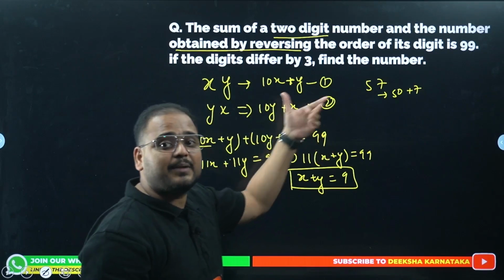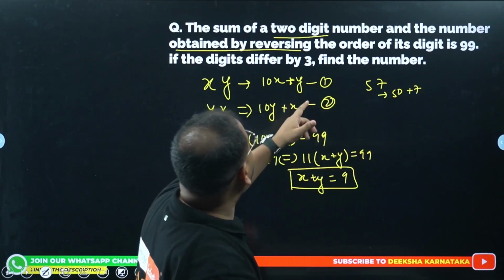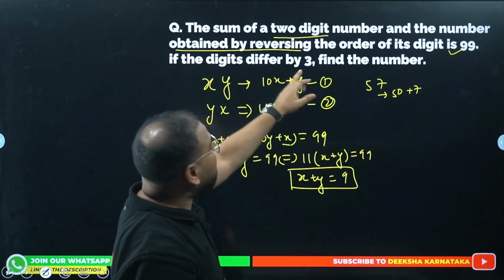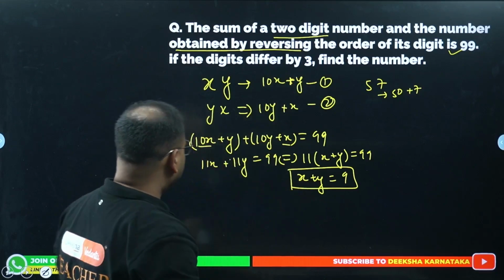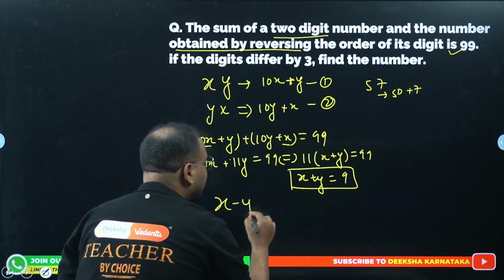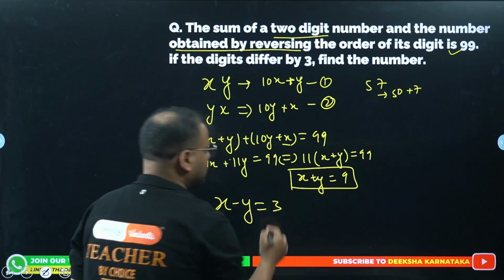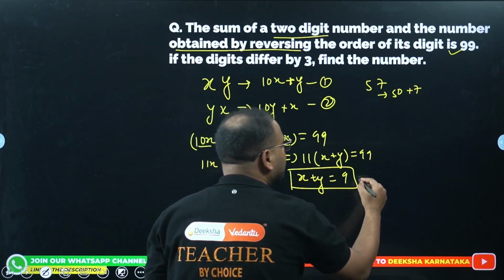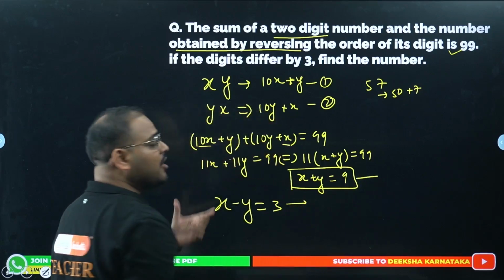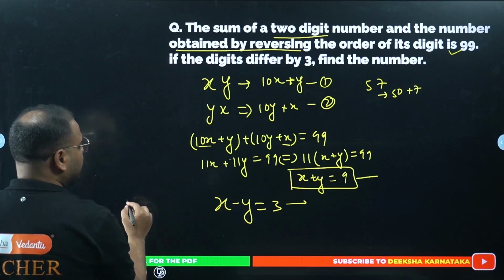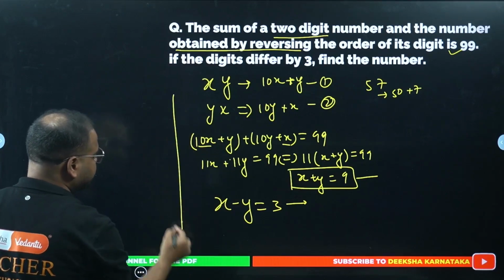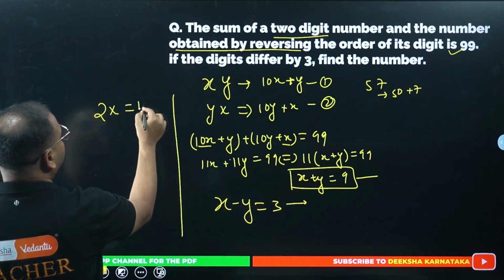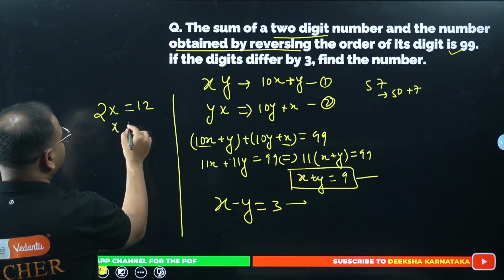Now we'll read the second part of the statement. The part up to reversing the order we have covered now. What is it? If the digits differ by 3. Now they have simplified the question. Differ means x minus y is equal to 3. If x minus y is equal to 3, what are the numbers? So simple, very, very simple. One equation is here, one equation is here. We're going to add them. If we add them, what are we going to get? 2x, and y will cancel each other, equal to 12. x equals 6.